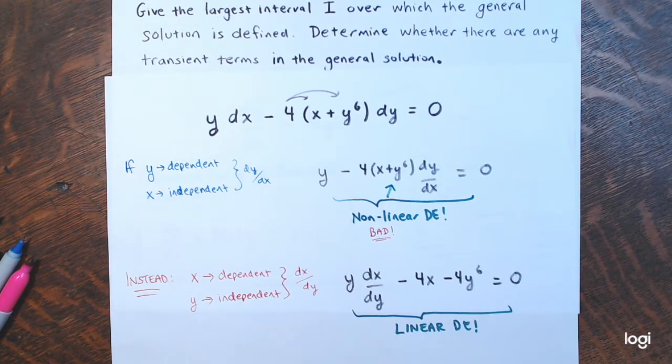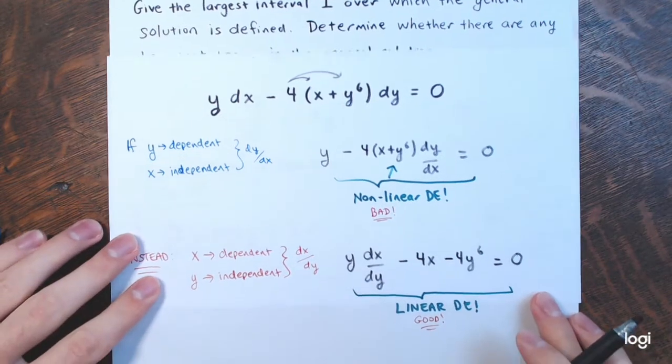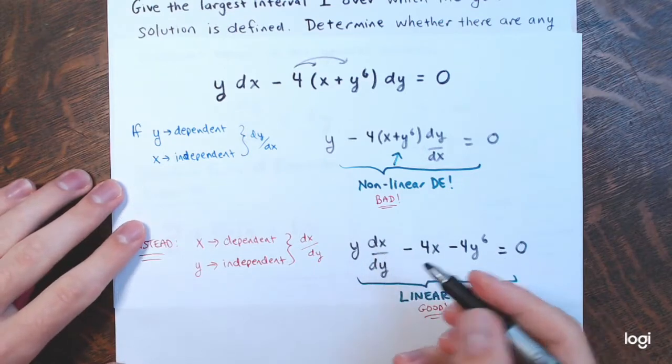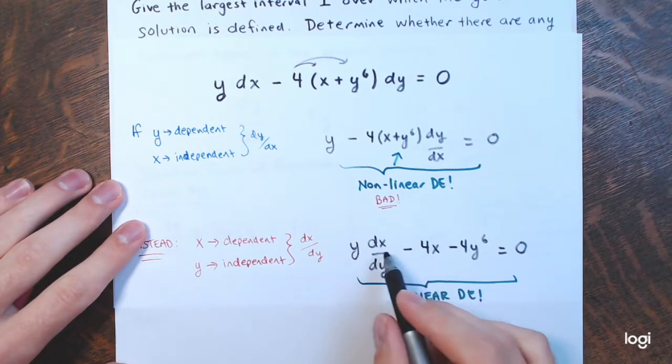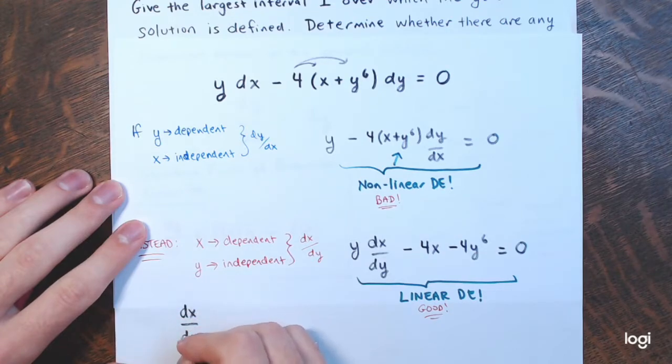And this is what I want. This is good. All right, so we're going to look at it this way and treat x as the dependent variable, y as the independent variable. So now what I would like to do is get it in standard form, where we can get dx/dy. Hopefully you can see how this would be done with some algebra here.